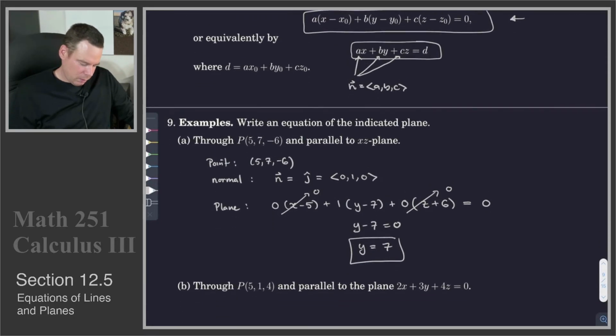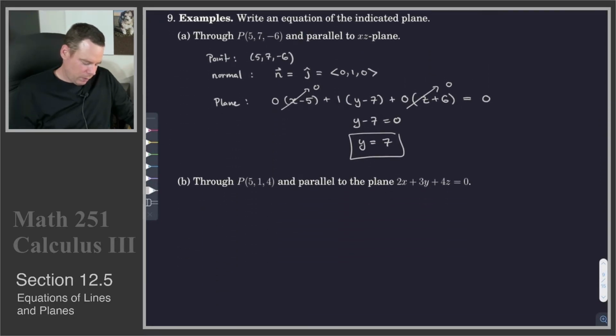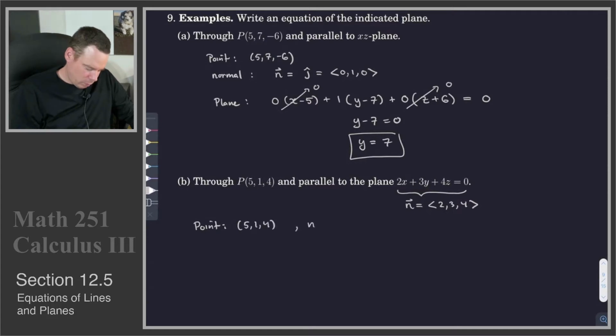Let's have a look at another example. We want to find the equation of the plane that passes through the point 5, 1, 4 and is parallel to this plane. So the plane I'm looking for has to be parallel to this one. That means it will have a normal vector that is in the same direction as the normal vector to this plane. I can read off the normal vector from this plane right away. It's 2, 3, 4. So for the plane I'm looking for, do I have a point on it? Yep, 5, 1, 4. Do I have a normal vector to it? Yep, it's given by 2, 3, 4.